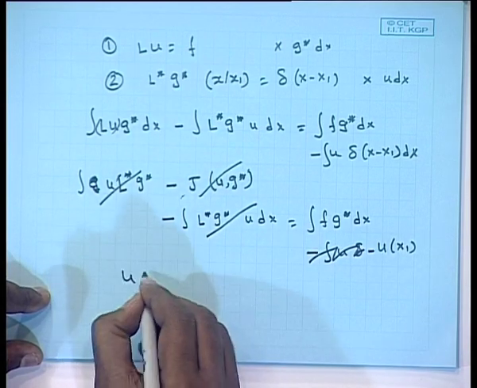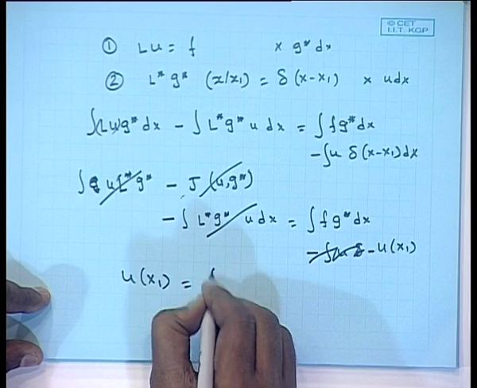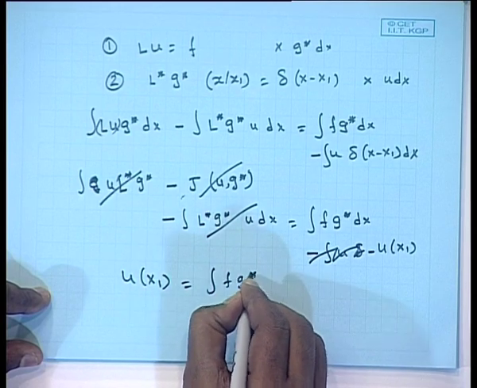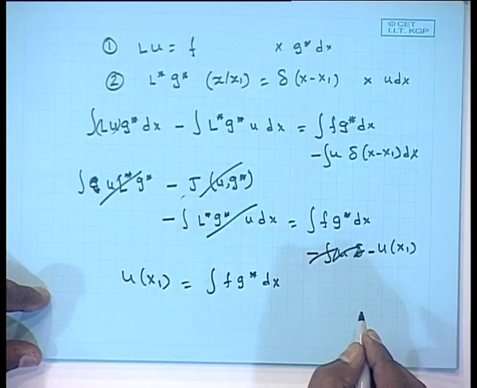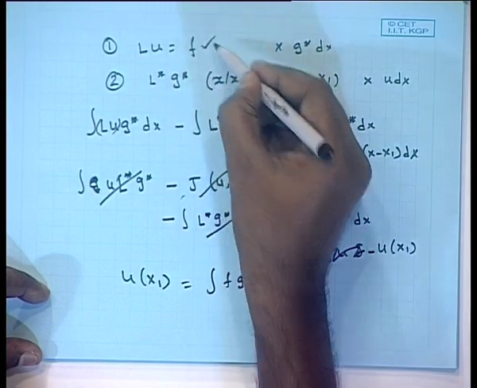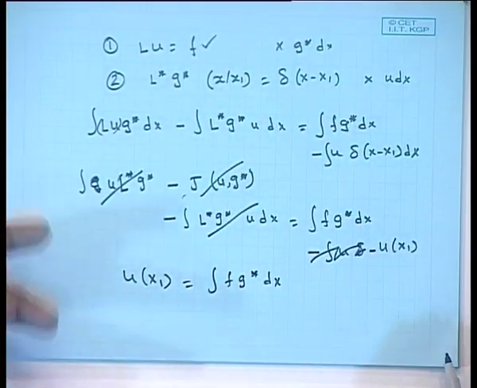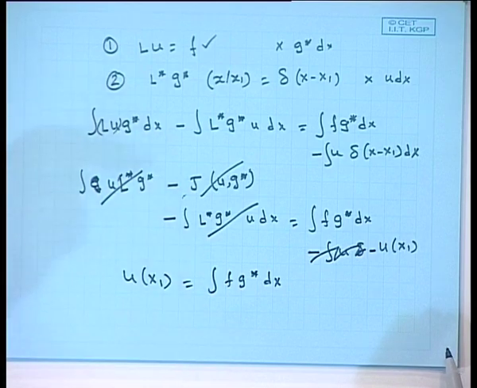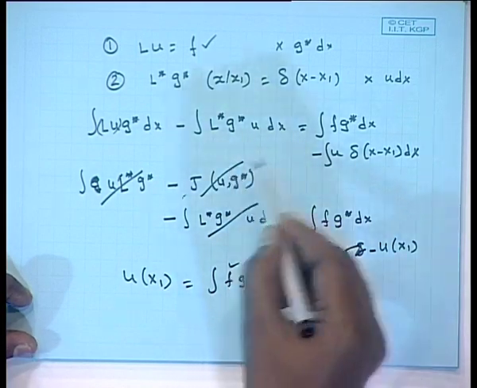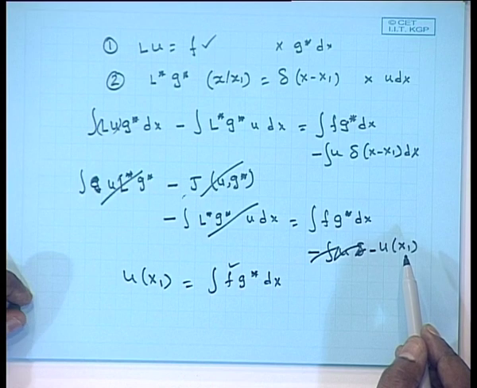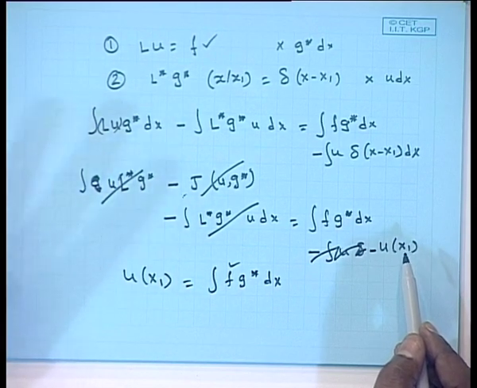So, in essence you will be getting U of x1 is equal to the integral of f times G star dx. F will be a known function, it may be xy, it may be x square, it may be x1 by 2, it may be cx plus d, whatever. So, that will be known to you. You have already found out G. How did you find out? That we will see in a moment. You have already found out G.